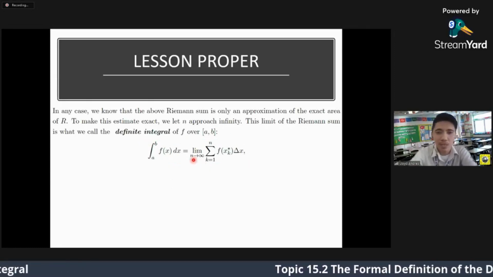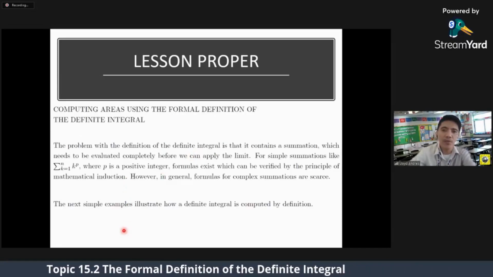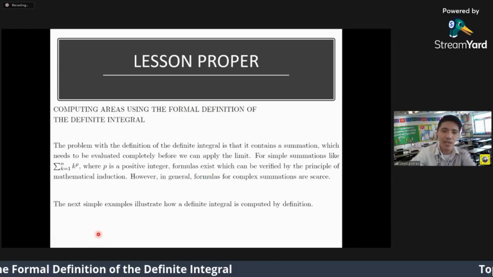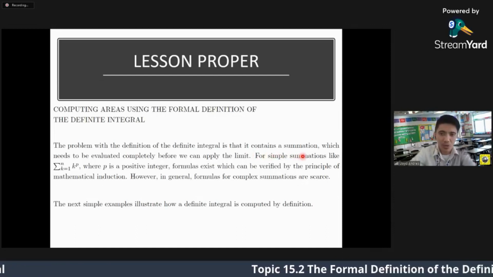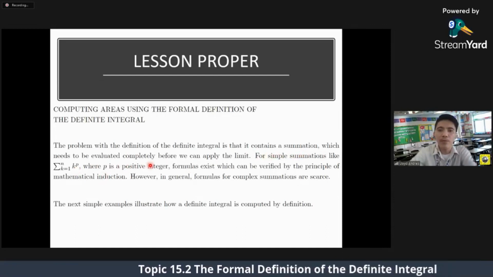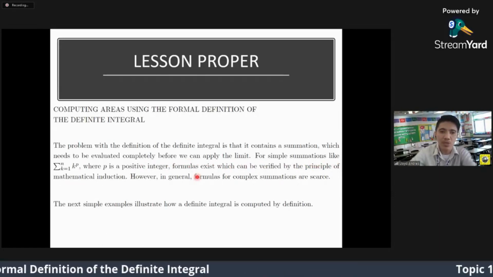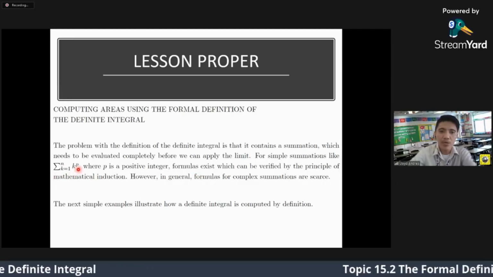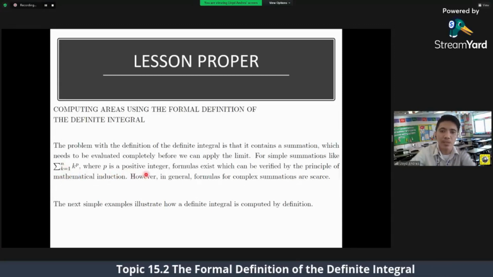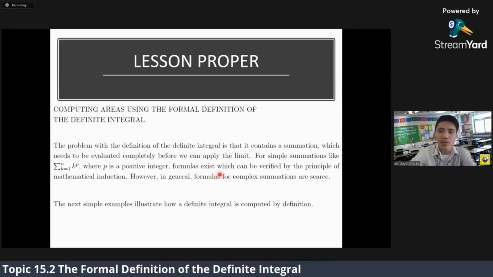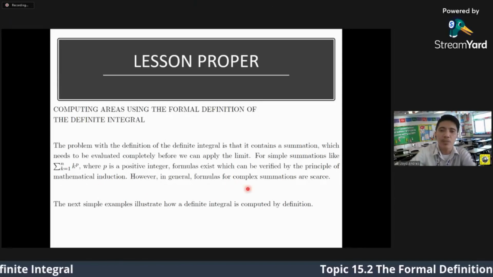So let's use that definition to compute areas using the formal definition of the definite integral. The problem with this definition is that it contains a summation, which needs to be evaluated completely before we can apply the limit. For simple summations like the summation of k raised to p, where k goes from 1 up to n and p is a positive integer, formulas exist which can be verified by the principle of mathematical induction. However, in general, formulas for complex summations are scarce.